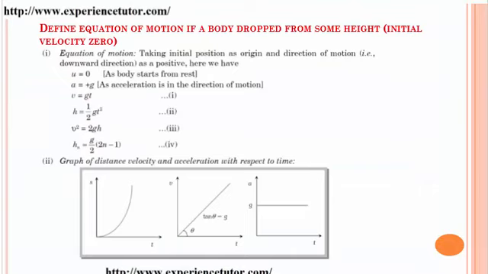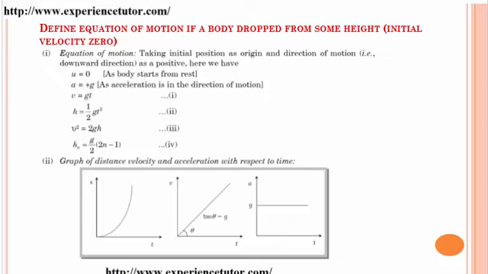Define equation of motion if a body is dropped from some height, initial velocity 0. First equation of motion. Taking initial position as origin and direction of the motion, that is downward direction, as positive, here we have u is equal to 0 as the body starts from rest, a is equal to plus g as the acceleration is in the direction of the motion.